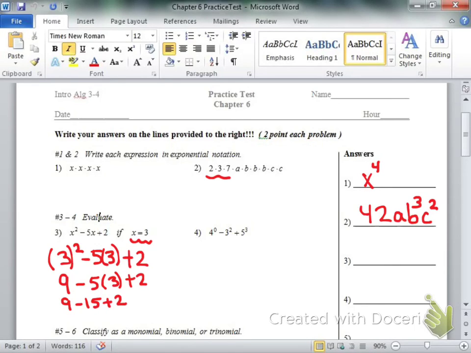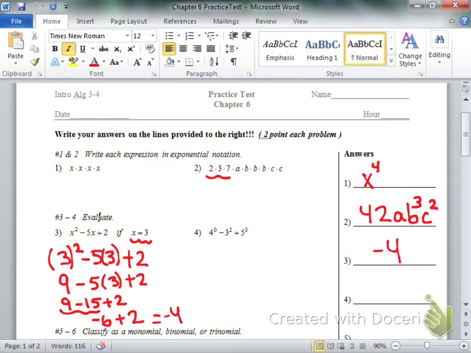And then you add and subtract at the same time from left to right. So I can do 9 minus 15 first, that's negative 6 plus 2. And negative 6 plus 2 is negative 4. You have more negatives, you subtract the numbers, keep the sign of the larger number since one's positive and one's negative, so that gives us a negative 4.